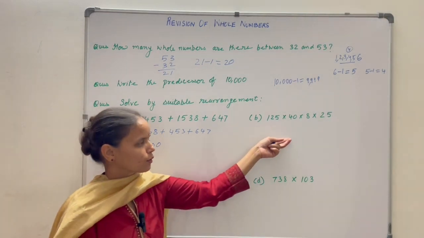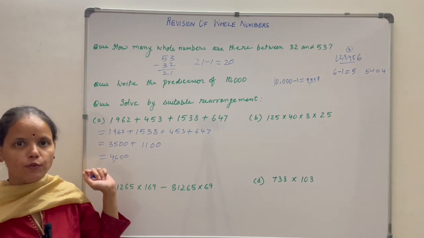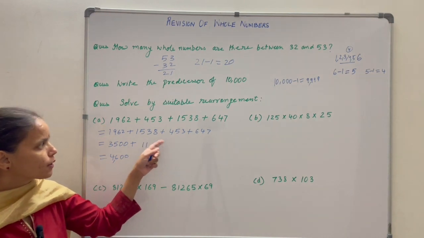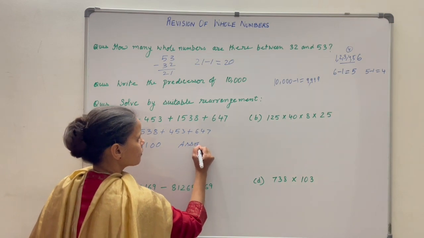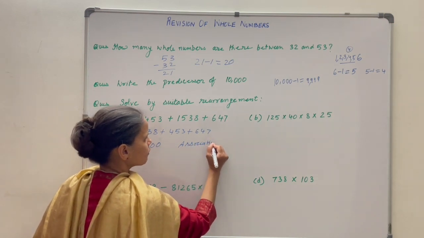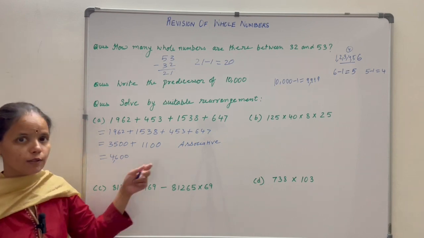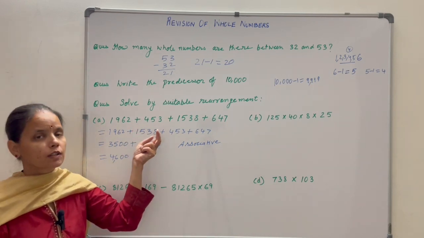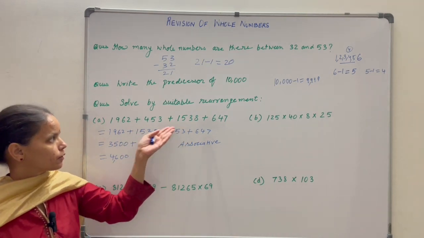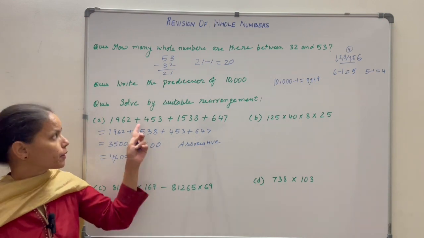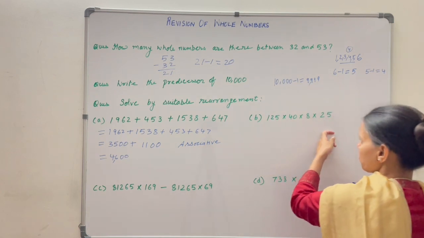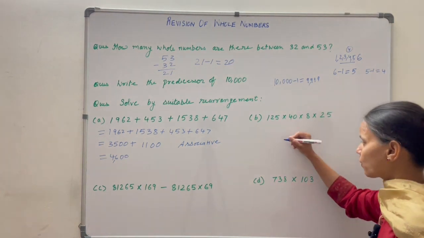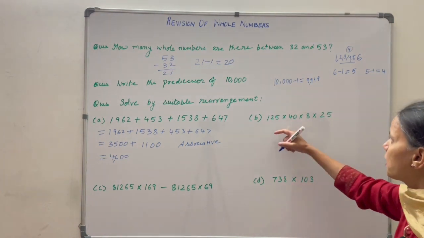Now let us try to solve this. What property have we used here? We have used the associative property of whole numbers, because the associative property is for three numbers or more. So we have used the associative property of addition because there is a plus sign. Now here there are four numbers, so here also we are going to use the associative property of multiplication.